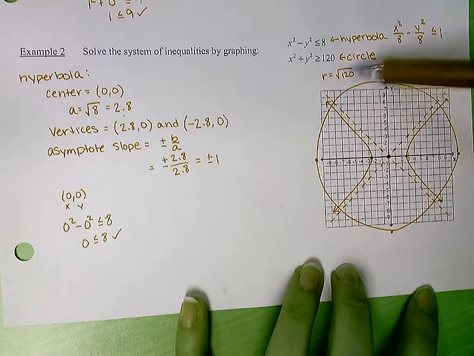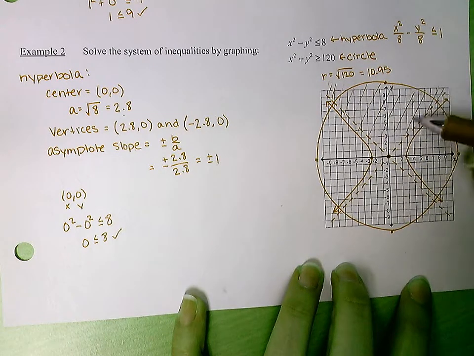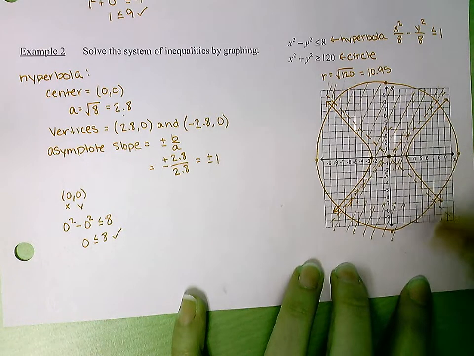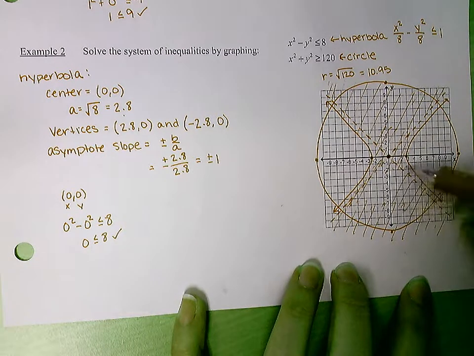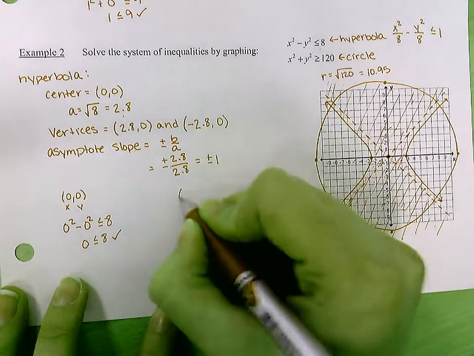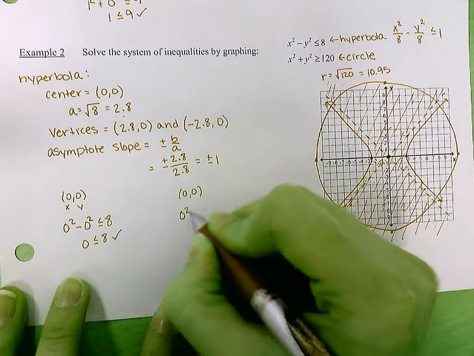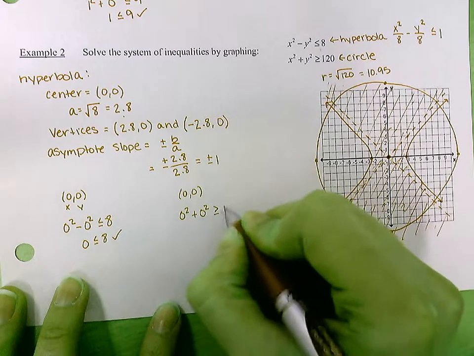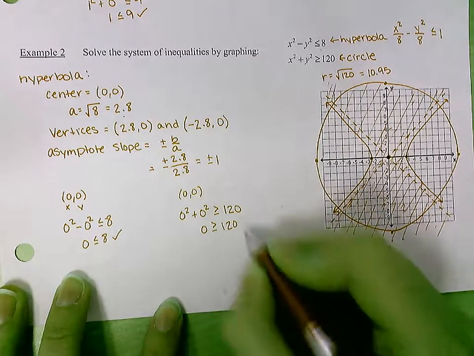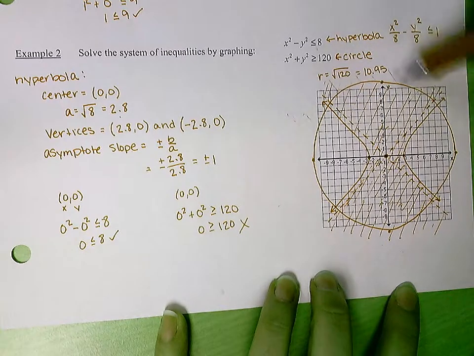So for my hyperbola, that means I'm shading everything inside over here. Next, I'm plugging in 0, 0 for my circle. So I have 0 squared plus 0 squared greater than or equal to 120. Is 0 greater than or equal to 120? No. That means I'm shading outside of my circle.